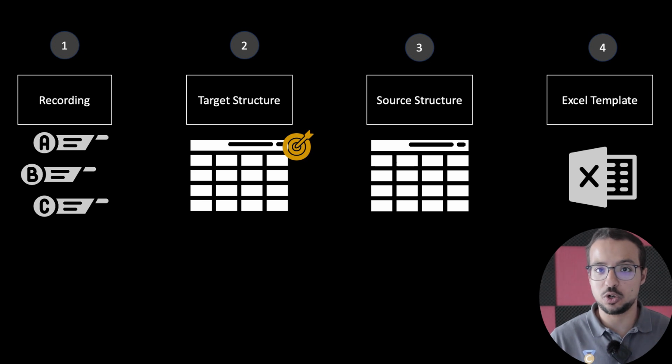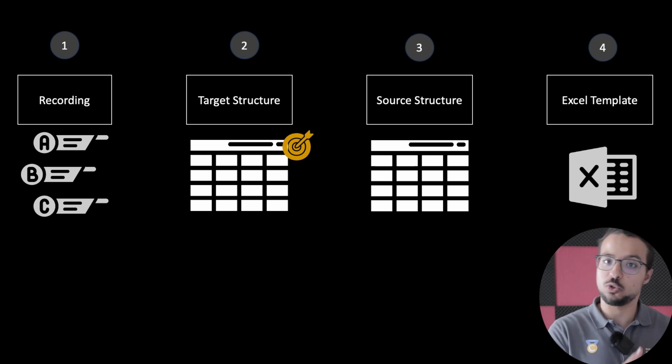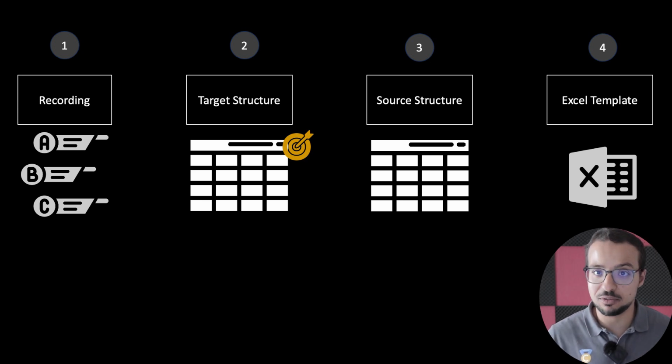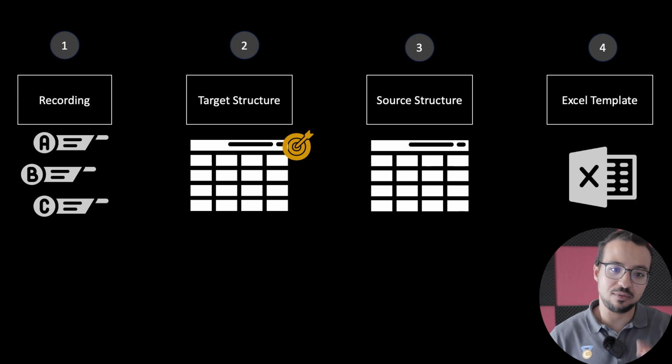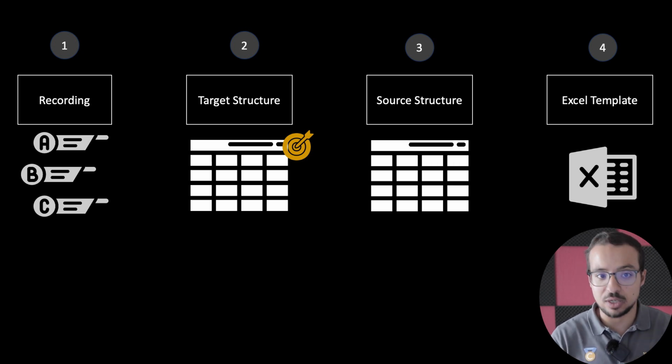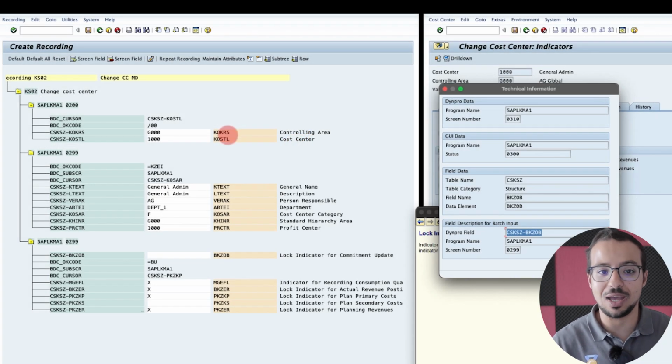And the target structure is what SAP is going to fill with the data to do the upload. After this, we also create a source structure, which is our Excel sheet. The source is where we put the details. The target is what SAP is going to fill. So now we have the target, which is all the screen fields that we recorded, and SAP has mapped them into target fields. So these are the target fields that SAP is going to fill.